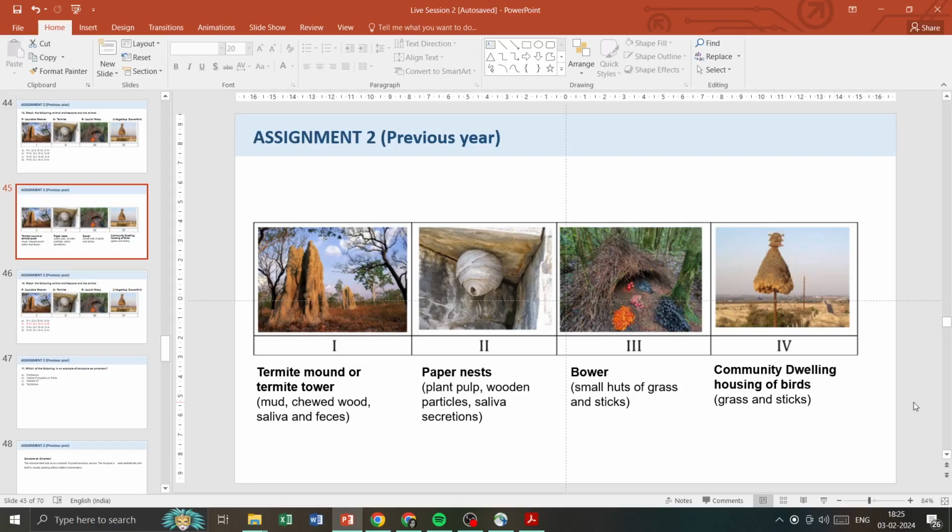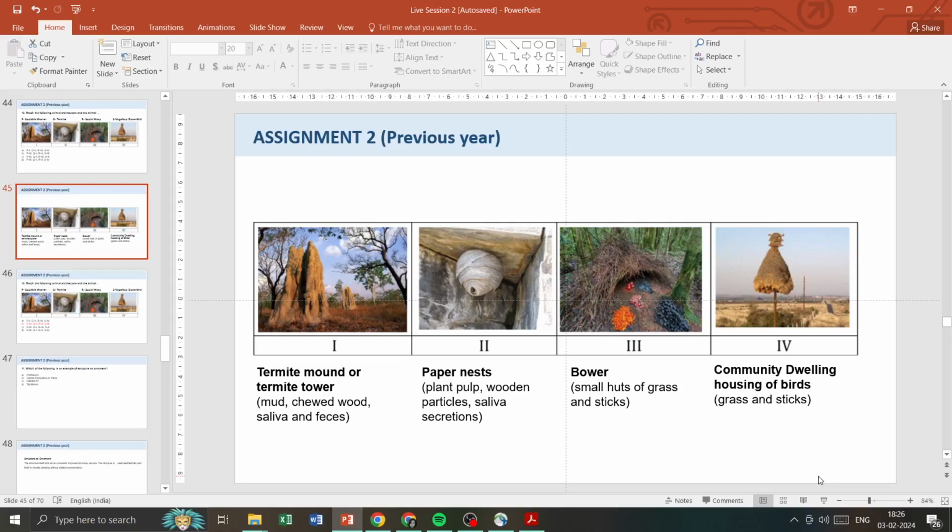While wasps, barra or the barra, they create paper nests. It's called a paper nest because it looks like a nest made out of paper. They chew the plant pulp and then they create these layers which look like paper. So they chew plant pulps and wooden particles and saliva secretions. One by one they do it, and it looks like a nest made out of paper. That's why it's called a paper nest. So this is how the nest of a wasp looks like.